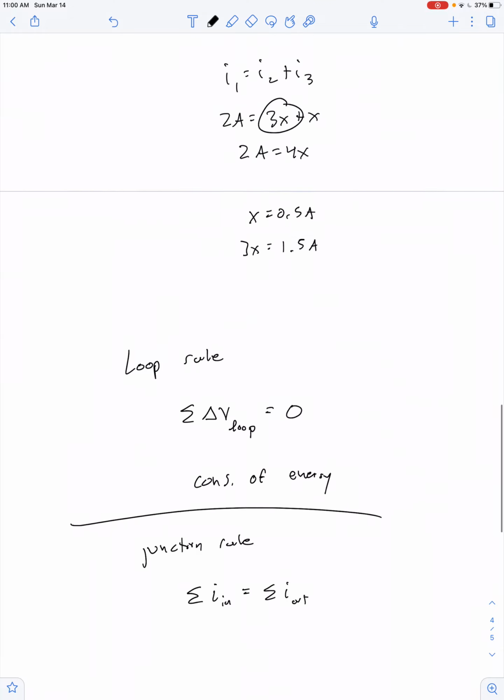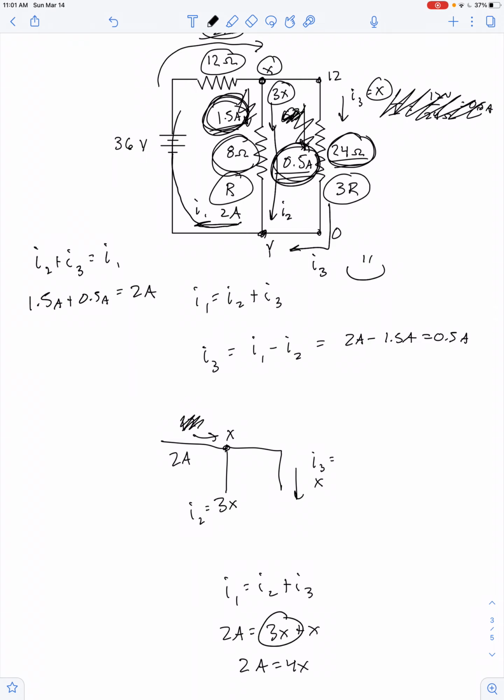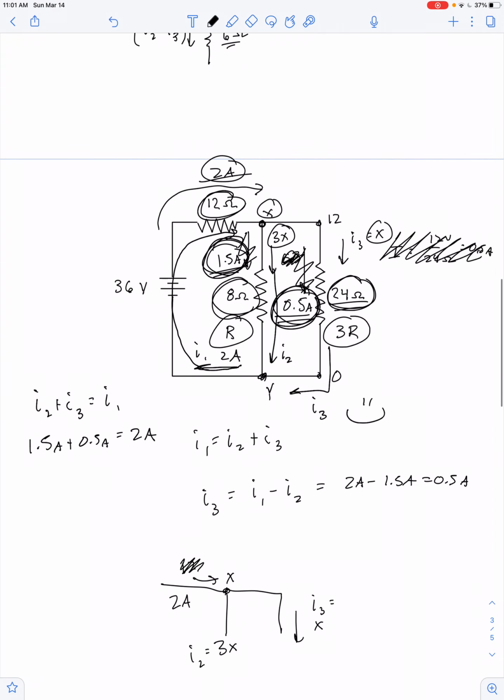Oh, by the way, one last double check here. There is another junction at Y. Now what current is flowing into it? This current I2 flows into junction Y. So does the current I3, and then the current flowing out is I1. So in that case, we would say I2 plus I3 equals I1, but we know this is 1.5 amps plus 0.5 amps, and that adds up to give us 2 amps. And so if this is 2 amps, that 2 amps goes through the battery, and it's the same 2 amps through the 12 ohms of resistance, and there we go. Wow, it all checks out.